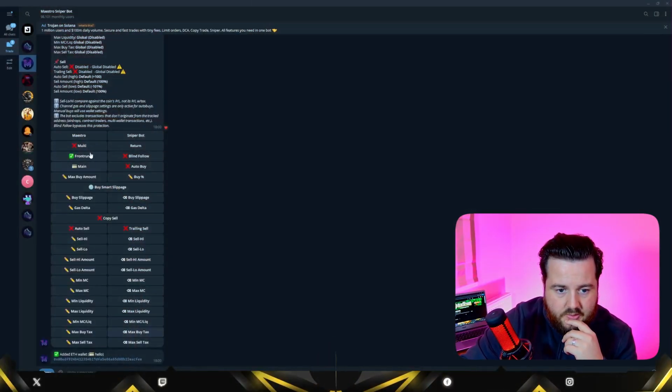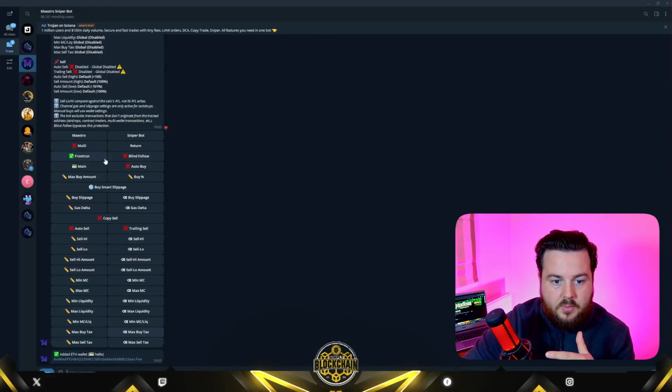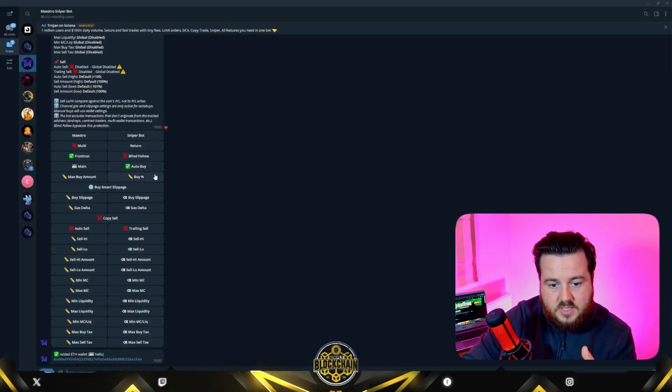So if you manage to find an Ethereum wallet that is a good trader that brings a lot of volume, you want to front run them. Now the issue with this though is that after a while they'll swap wallets, because they'll realize that a lot of people are copy trading them and following their wallet. So you do want front run on. Auto buy, you need that ticked. If auto buy is ticked, then Maestro will automatically buy for you.